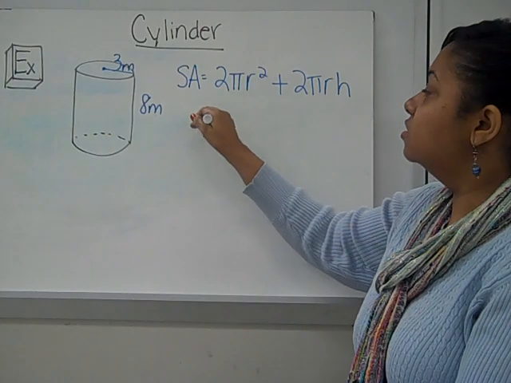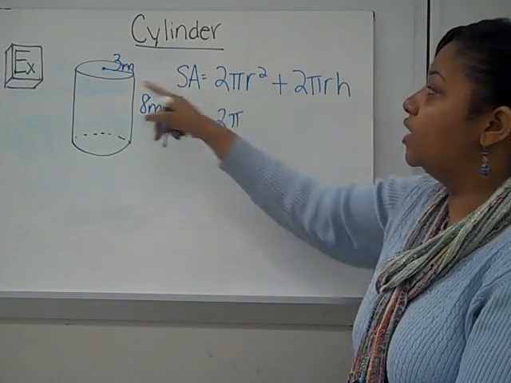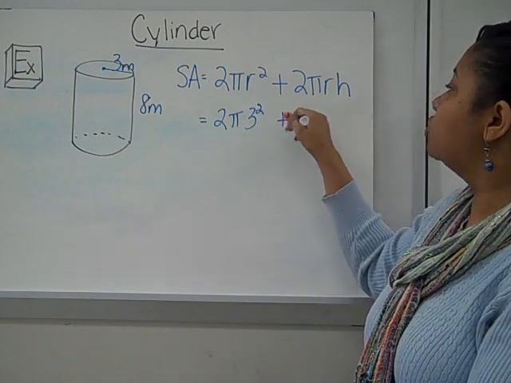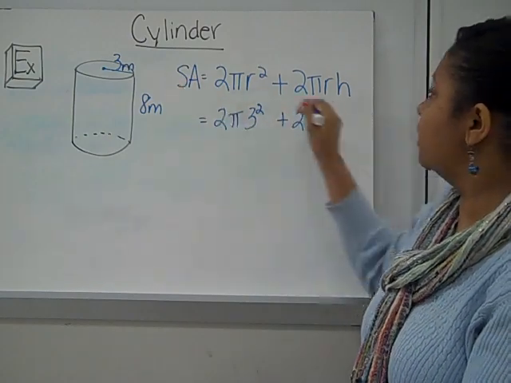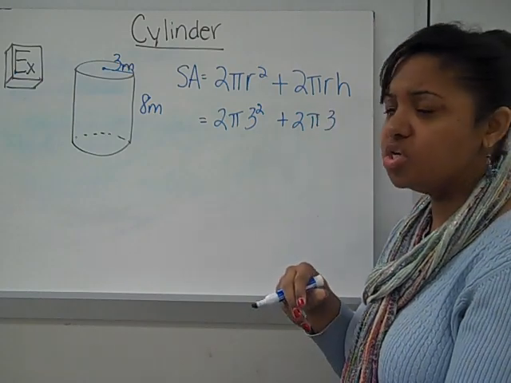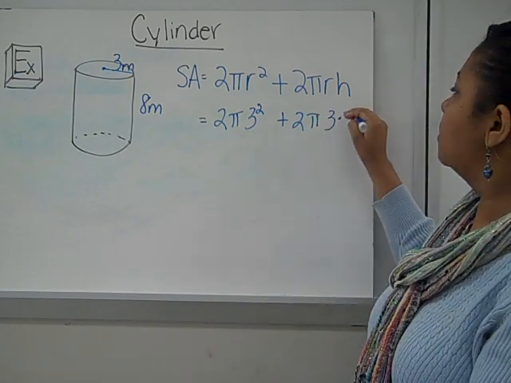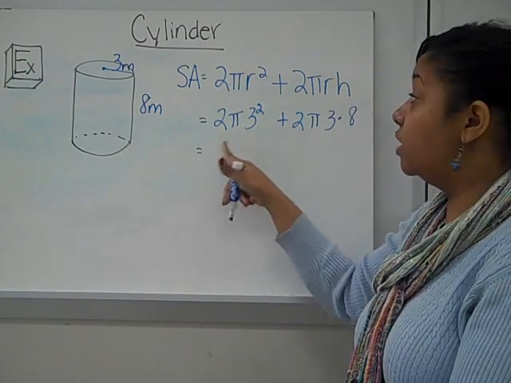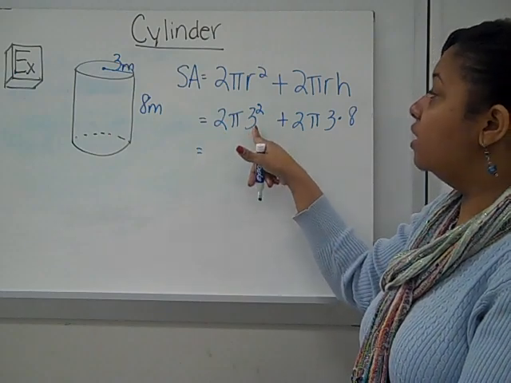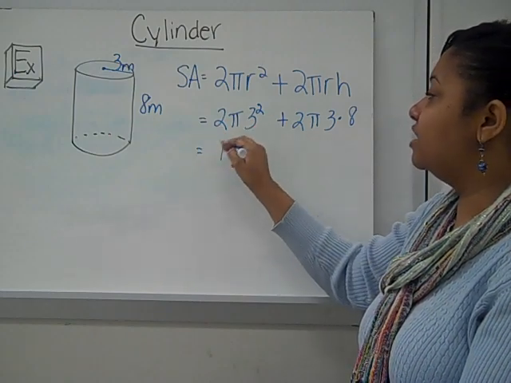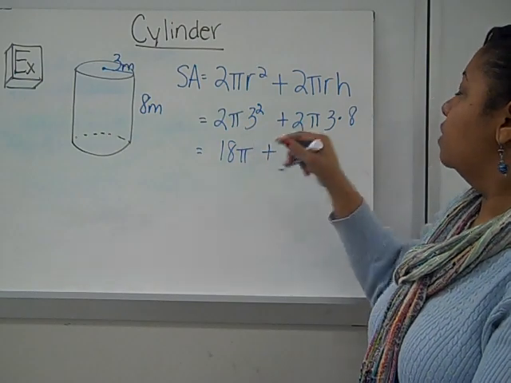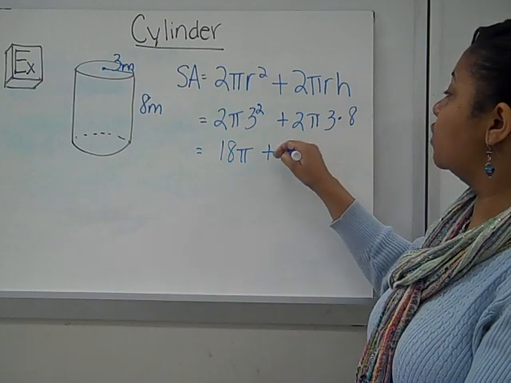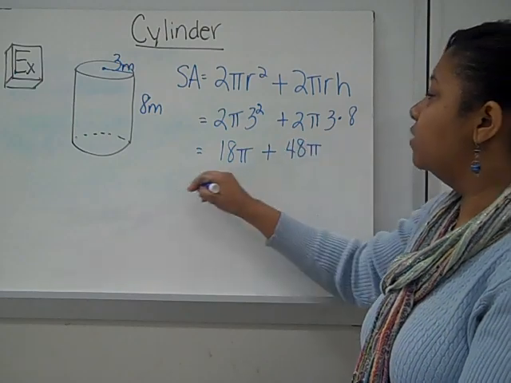So in this case, we're going to have 2 pi, your radius is 3, and that is squared, plus 2 pi, your radius is 3. All we're doing is formula, plug, chug. And then your height is 8. So 3 squared is 9. And then 9 times 2 is 18 pi. Plus 3 times 8 is 24. 24 times 2 is 48 pi.